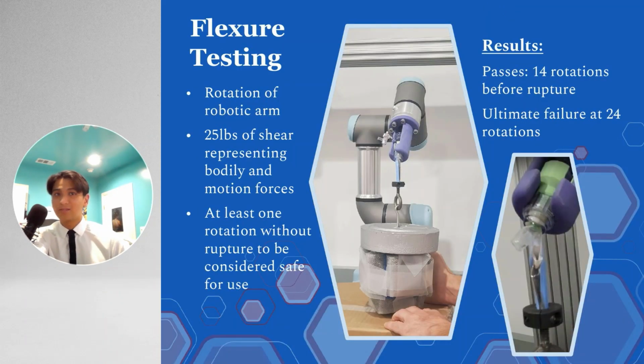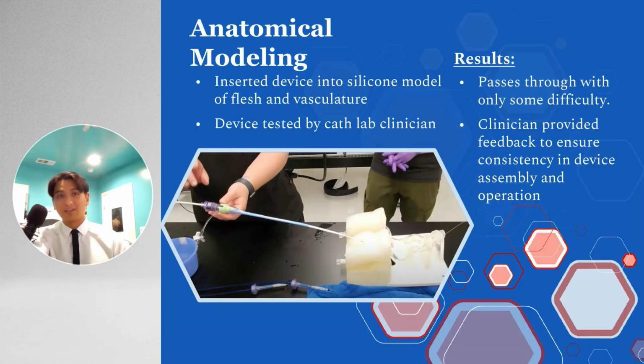And then for a second test, we would have a robotic arm rotate our device with a 25-pound shear weight connected to it, and it would have to pass at least one rotation to be considered safe for use. In this test, we would pass with 14 rotations before rupture and ultimately fail around 24 rotations. And in our final test, we would have anatomical modeling, where we had a cath lab clinician assemble and test our device on a silicone model with flesh and vasculature, and they would say that it passes with some difficulty, but they gave us feedback to ensure consistency of our device assembly and operation.